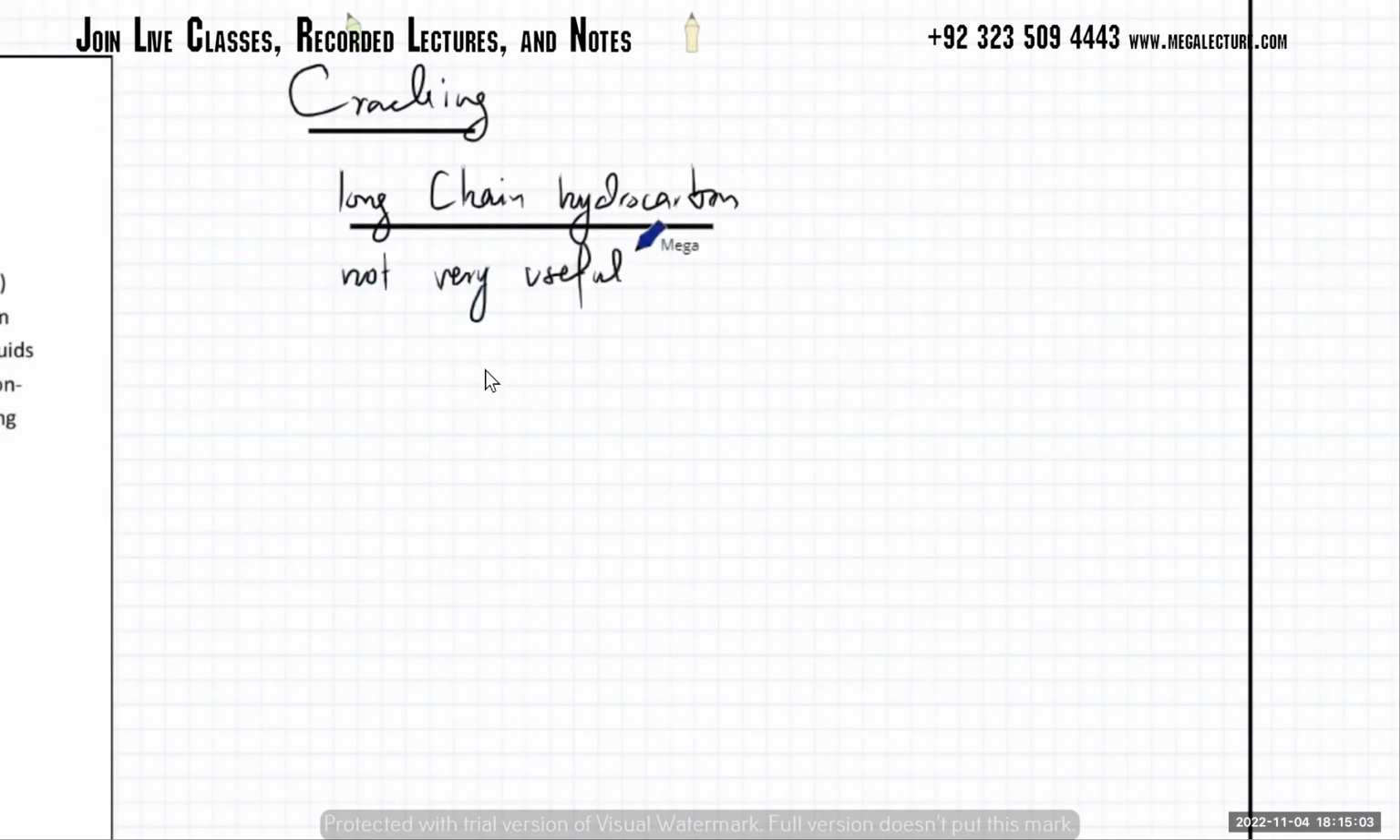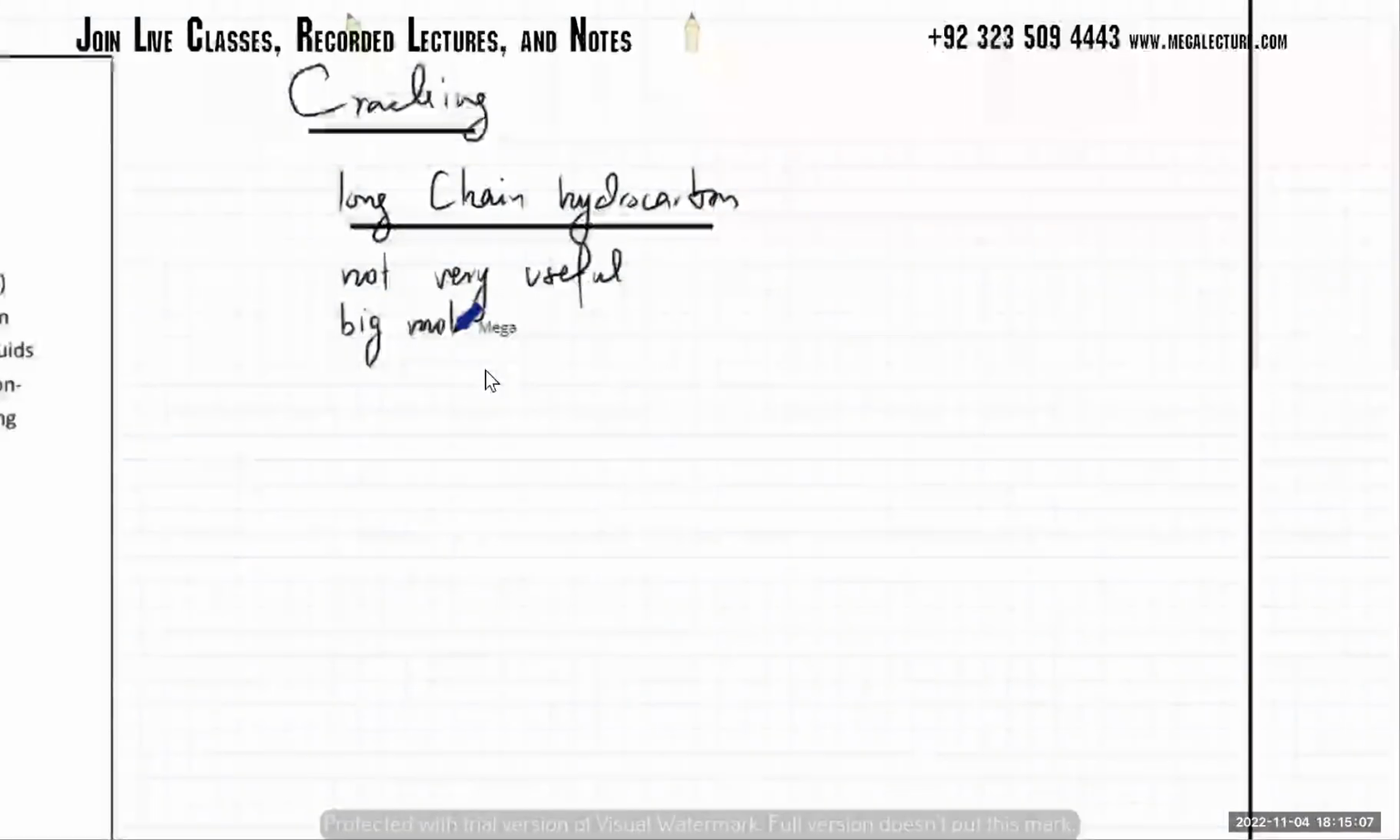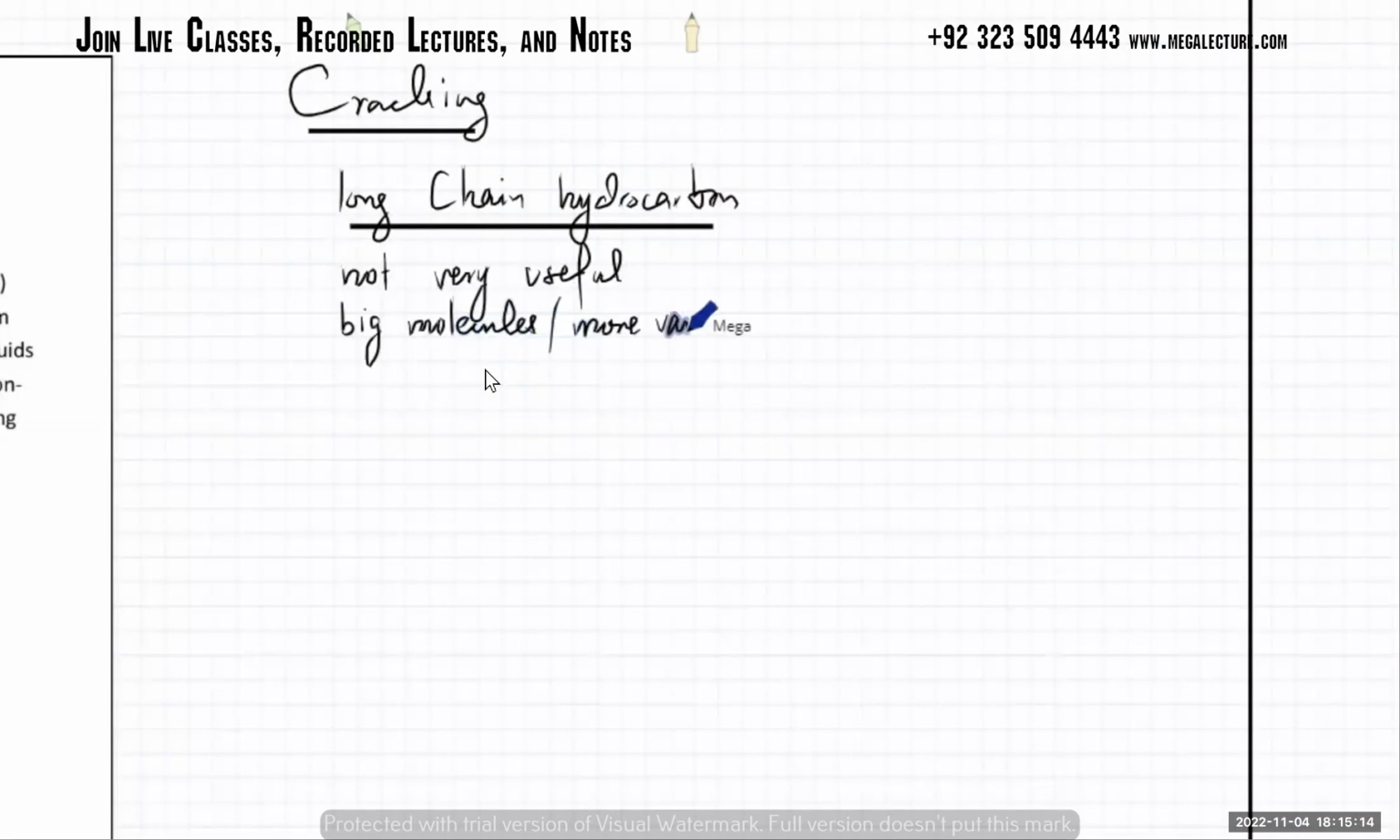So the bigger the molecule, the more attractive forces they're going to have. So they have more van der Waals, which makes them very viscous. So they've got high melting and boiling points. They're solids or semi-solids.